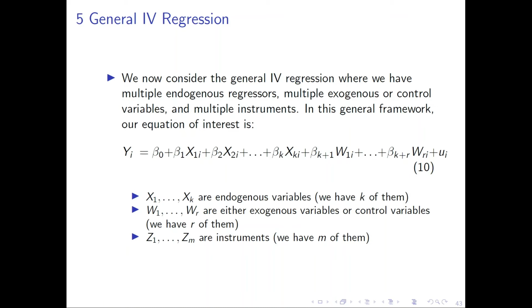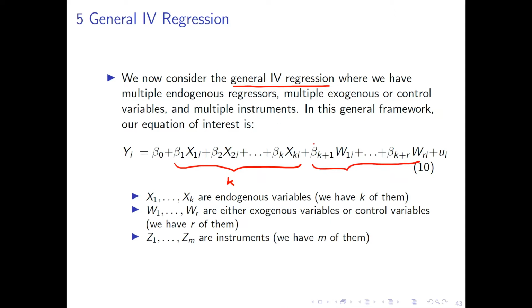So to put everything together, we can now consider the general instrumental variable regression. Here we have multiple endogenous regressors, and actually we have k of them, right? And we have multiple exogenous or control variables, which are the w's.